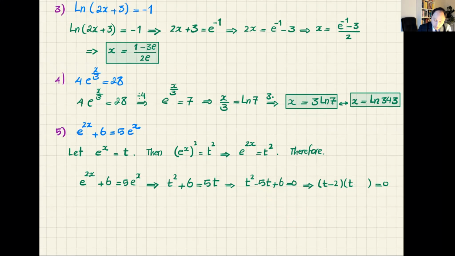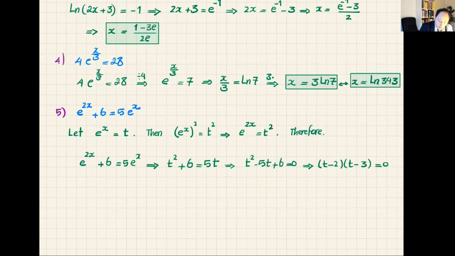If you don't like this method, you can use the PQ formula. But then the zero product rule comes to my help. The product of two numbers is equal to 0. This is not possible unless at least one of them is equal to 0. So this means that t minus 2 is equal to 0 or t minus 3 is equal to 0. The first one gives me t equal to 2. The second one gives me t equal to 3.